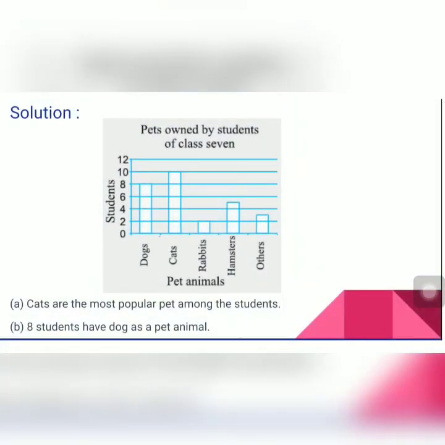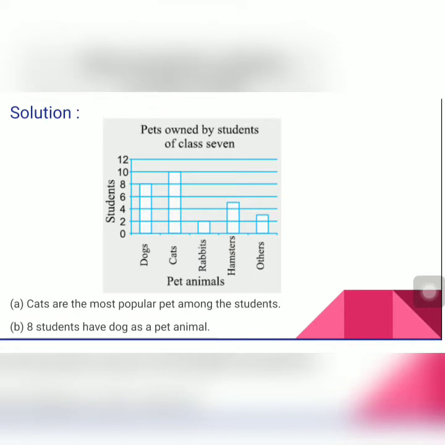Here we can see that on the x-axis different pets have been mentioned, and each bar associated with the pets represents the number of students who have those pets. So the vertical y-axis is representing the number of students, and the horizontal axis is representing the bars denoting the different pets the students have. Now, which is the most preferred pet?